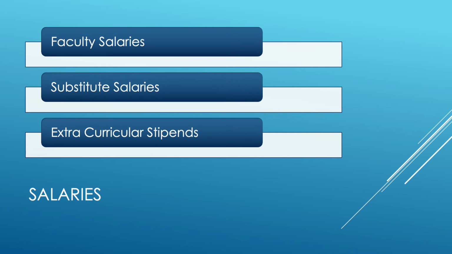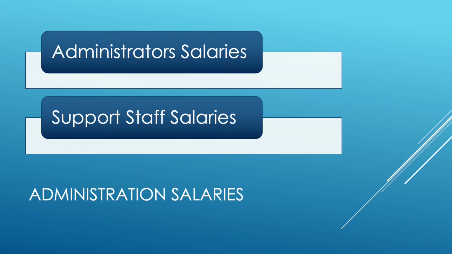Well, what happens if you have a faculty member that needs to go out based upon FMLA? If they have enough leave, you're going to be required to pay their salary. Do you have anything built into your budget to ensure that you're not going to break the budget because you have to hire a long-term sub or even a short-term sub? Administration salaries, support staff salaries.